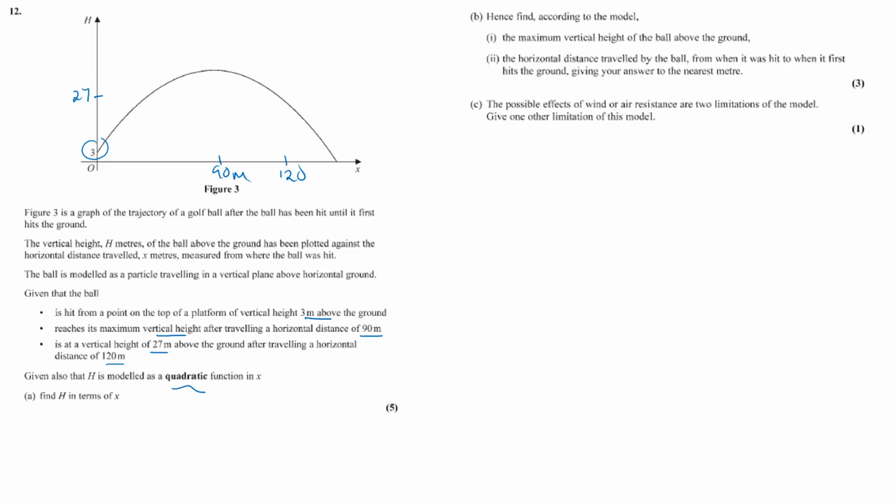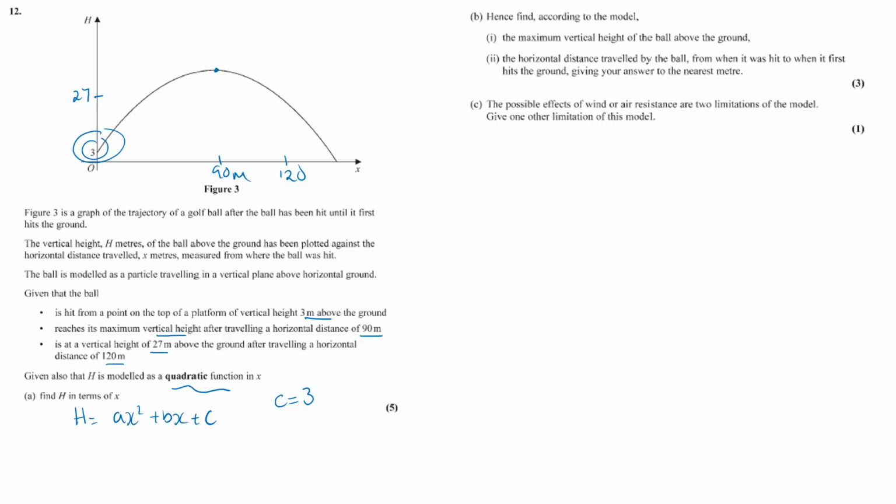It's modelled as a quadratic. We've got to find h in terms of x. So h is going to equal ax squared plus bx plus c, and we can see that the y-axis intercept is already 3, so c is going to equal 3. We've just got to find a and b. Now because there are 2 unknowns, it's going to be simultaneous equations. So we've got to use the bits of information that we've got.